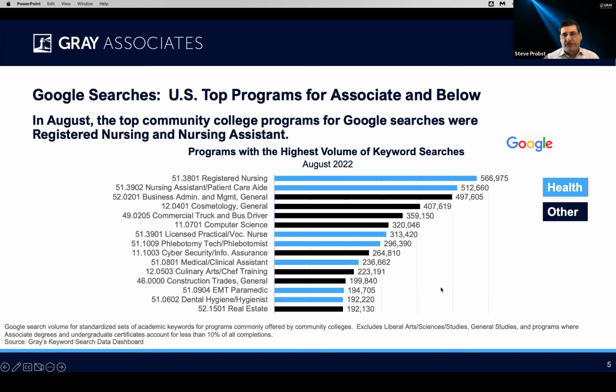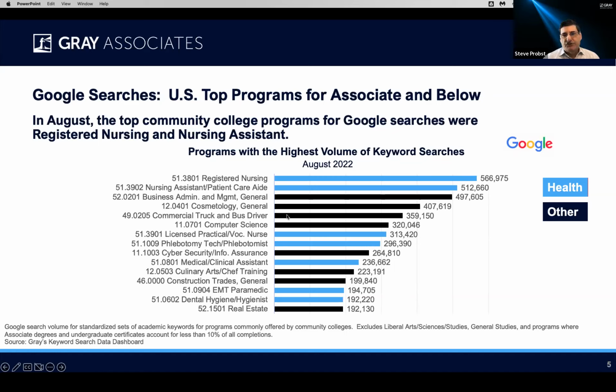A couple of things that are interesting patterns here. The first is that a large number of these, about half of the ones on this list, are health related. Those are the ones in the lighter blue. So nursing, patient care tech, LPN, phlebotomy, medical assisting, EMT, and dental hygiene are all health programs that are very high volume in terms of searches. The others run the gamut. There's business, there's cosmetology, it's haircutting.